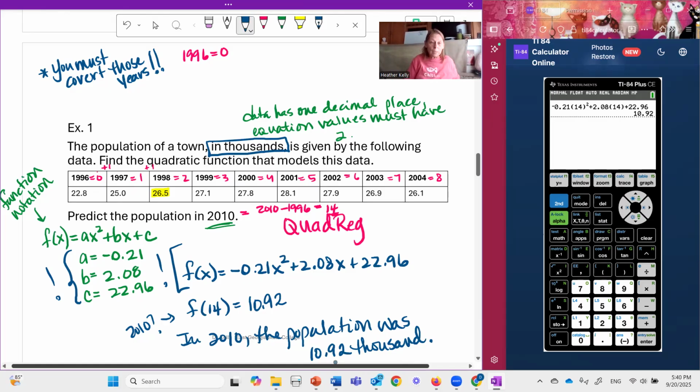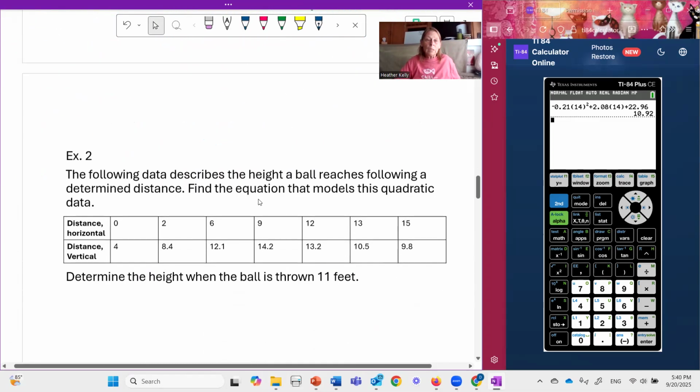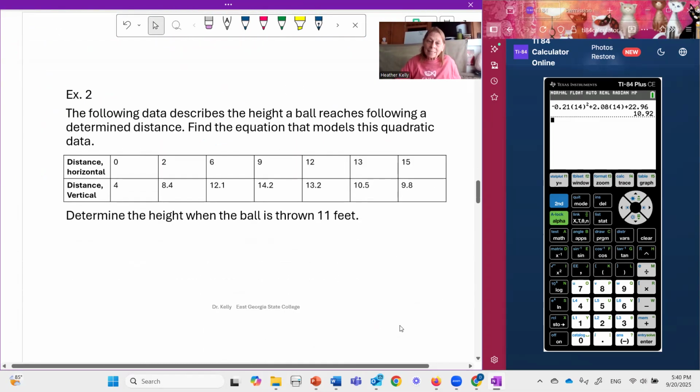All right, so these are the things that I must see for full credit on the quiz and the exam. Okay. Let's look at the next example.